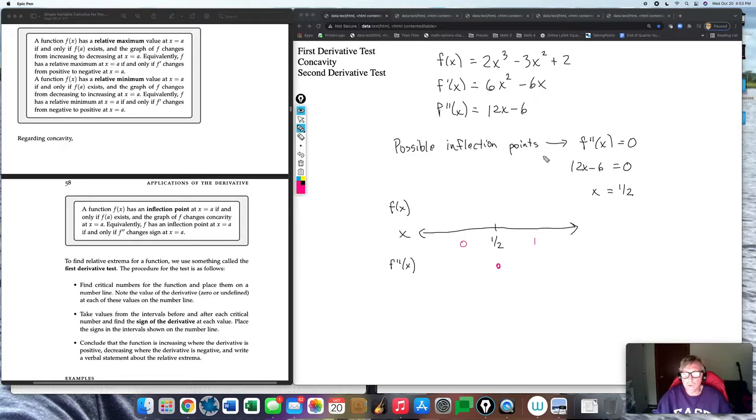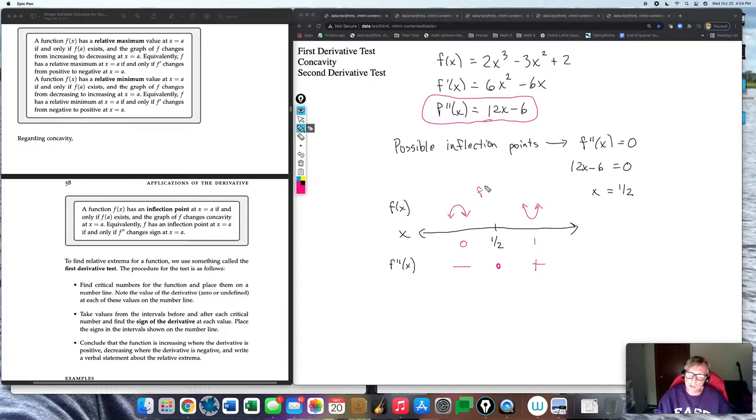But let's put 0 into this expression. If we do that, we get -6. So what does that mean about the graph of f? Well, remember, if the graph of f is concave down, it has a negative second derivative. So this means that the graph is concave down at that point. If we put positive 1 in here, we get 12 minus 6, which is positive, and the graph is concave up.